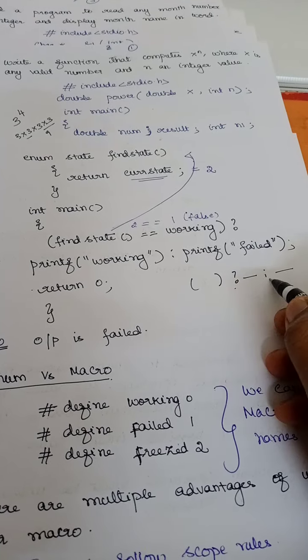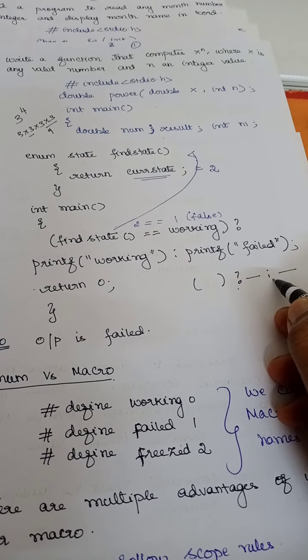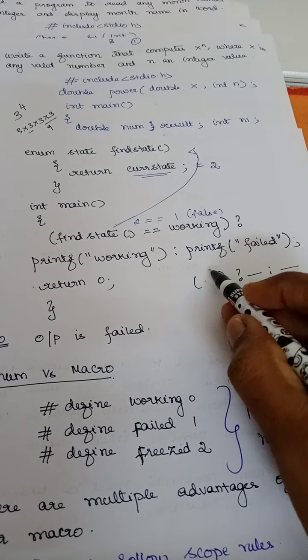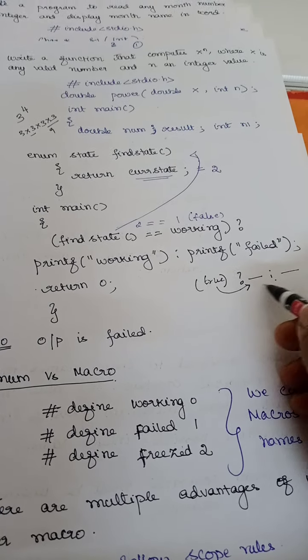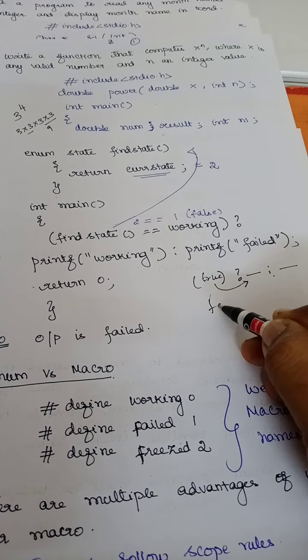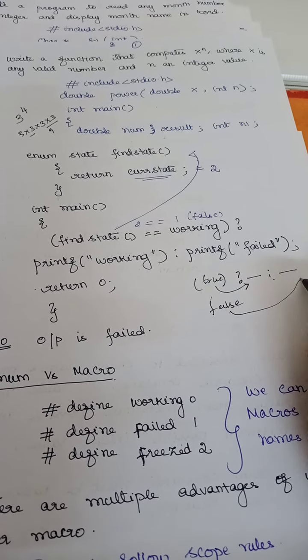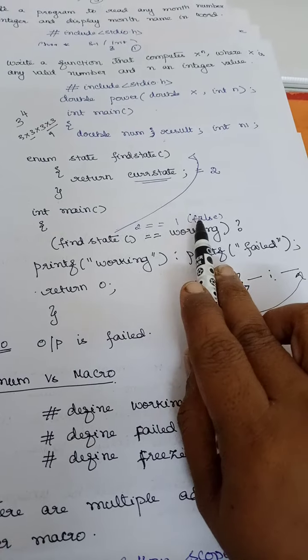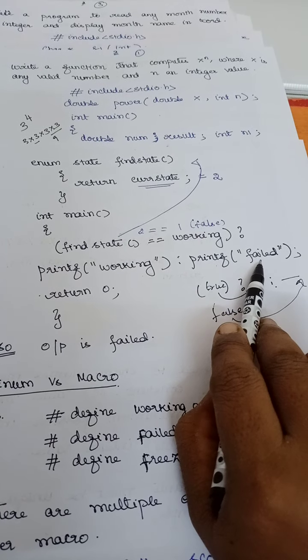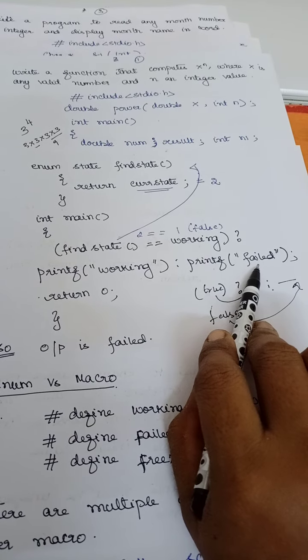Right? This is going to be a conditional operator. Yes or no? So here if the condition is true, this part will be executed. If it is false, this part will be executed. So equal to 1, no, it is false. So your printf statement "failed" will be printed.